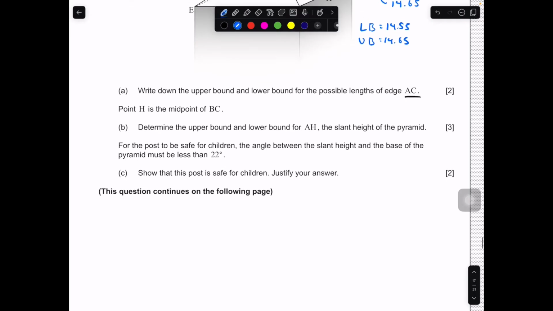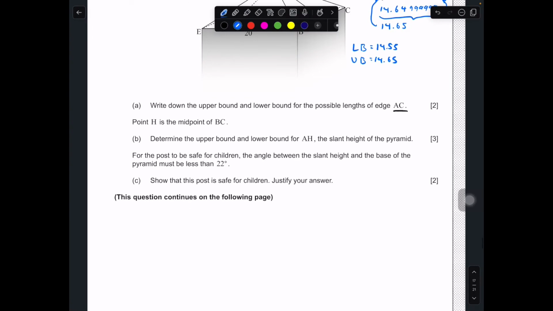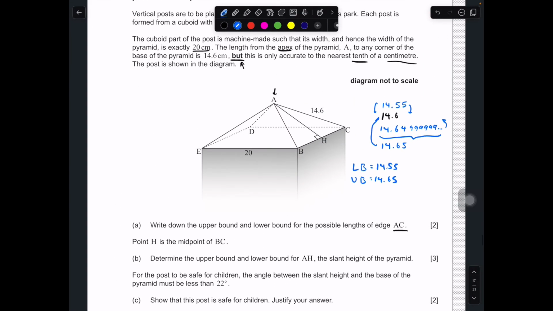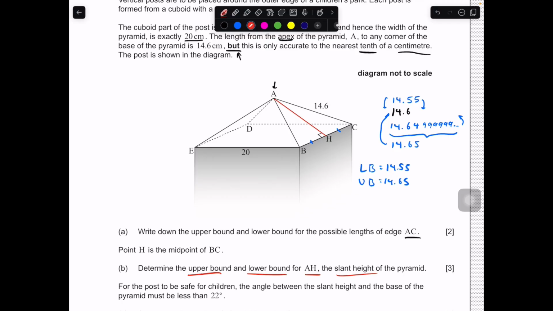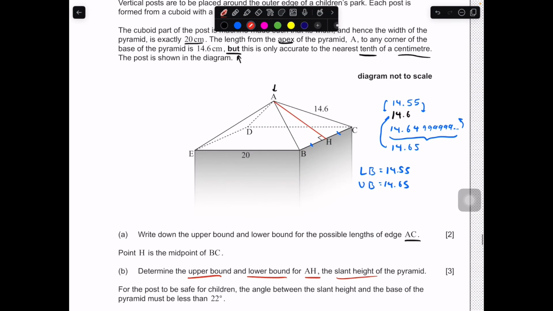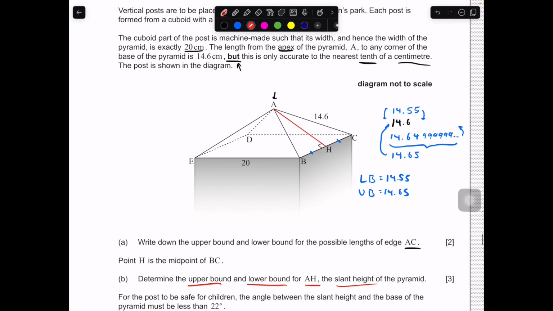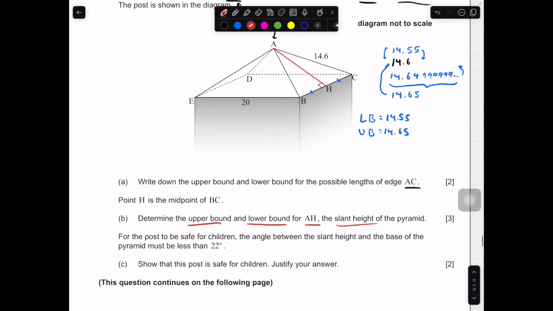Determine the upper bound and lower bound for AH. Sorry, the point H is the midpoint of BC. Okay, so we know that this is the midpoint. That's helpful. Determine the upper bound and lower bound for AH. And that's this value right here, AH. Okay. We want to find the upper bound and lower bound for AH, the slant height of the pyramid. There we go. The slant height of the pyramid.